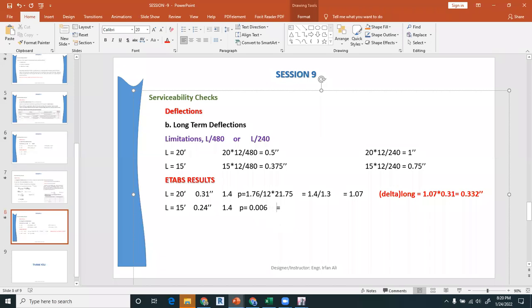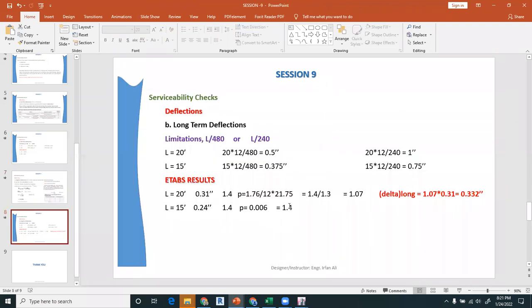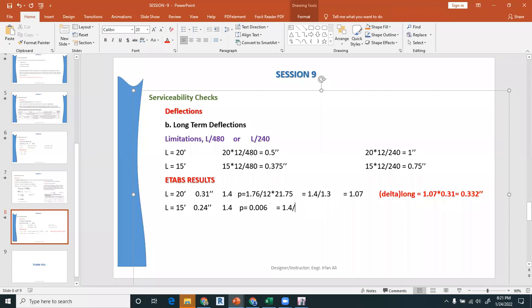So again, this factor is divided by 1.3, which we get from 1 plus 50 into rho dash, so it is 1.33. We have taken it as 3, so we will take it as 3. Again, it is 1.07. It means we have to increase this value by 7%, right? So let us do that. So we will get this delta.